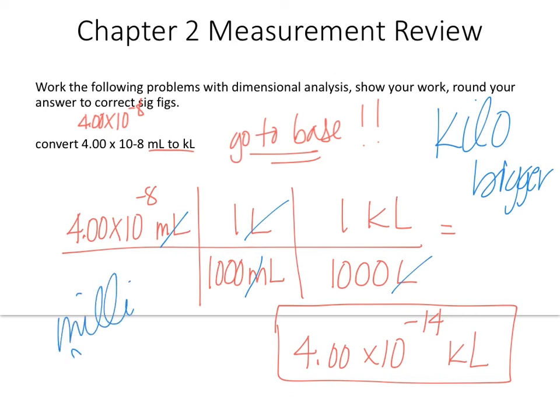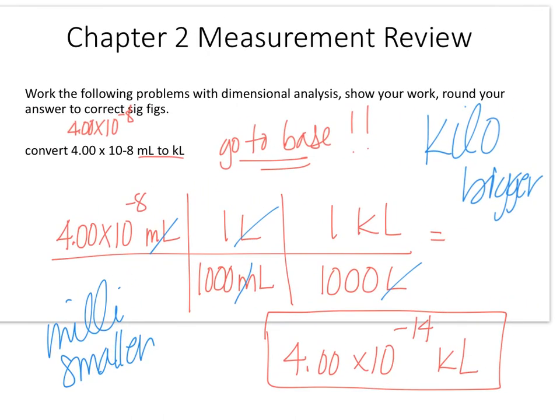Sometimes that gets a little bit confusing for kids because they're both 1,000, but this milli is smaller, so it's always going to take 1,000 of the milli to equal the base. But the kilo is bigger, so it takes 1,000 of the base to equal a kilo. And of course, if we look at our answer, this had 3 significant figures here, so we match our answer with 3 significant figures here.